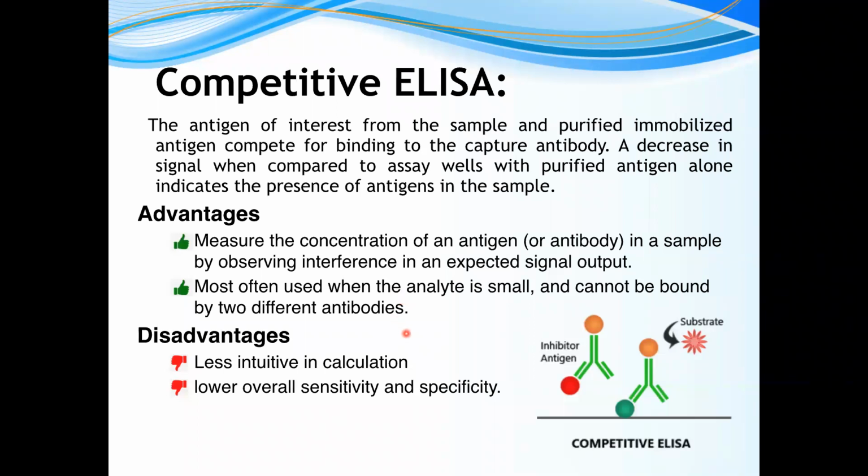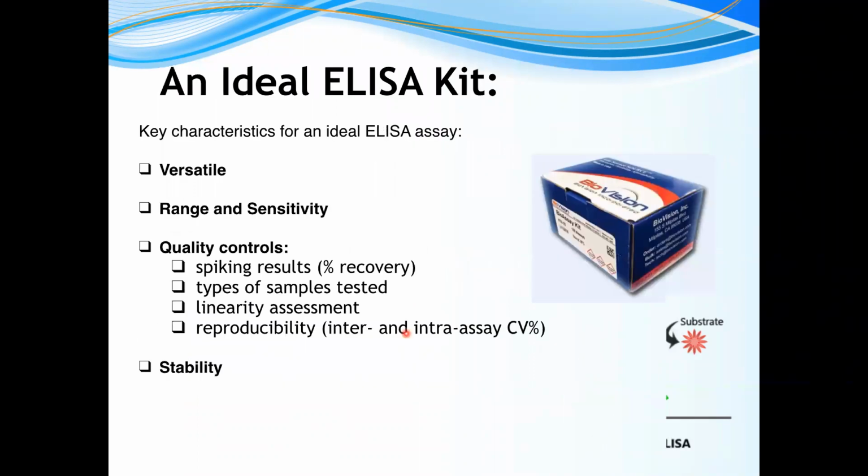So what should be the ideal characteristics of an ideal ELISA kit? What makes an ELISA kit ideal for the assay? So some of the characteristics are, ELISA kits should be versatile. So it should have a broad range of sample types such as serum, plasma, tissue, cell culture supernatant, urine, and many other biological fluids. So an ideal ELISA kit should be compatible with different kinds of samples.